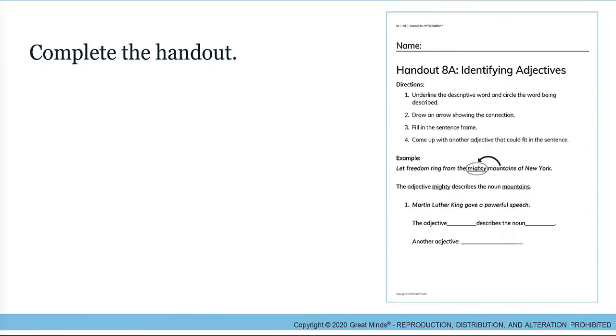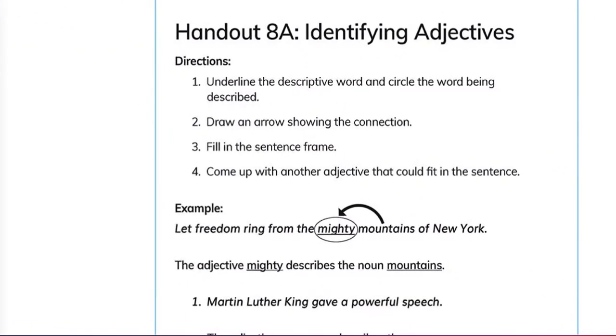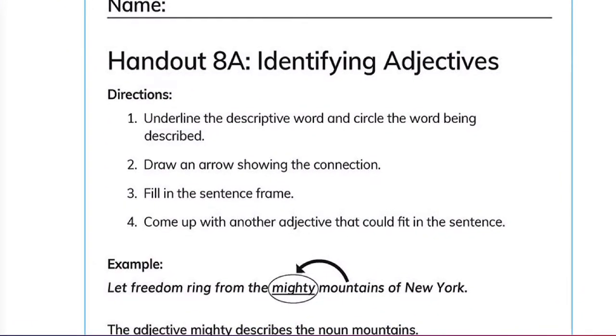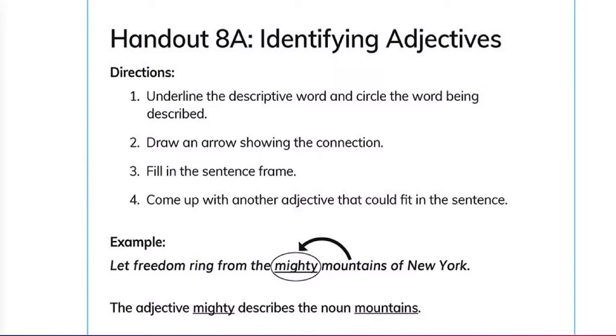So we're going to do another activity in our books on handout 8A. So find page handout 8A, identifying adjectives. Okay, so the directions say, underline the descriptive word, or the adjective, and circle the word that's being described. So in our example, we had the word mighty as our adjective for the describing word, and we were describing the mountains as mighty.